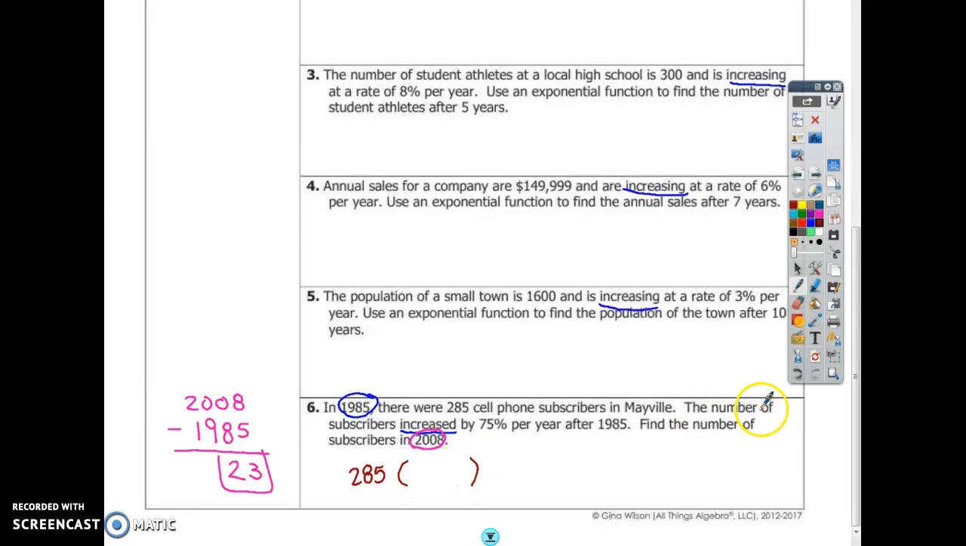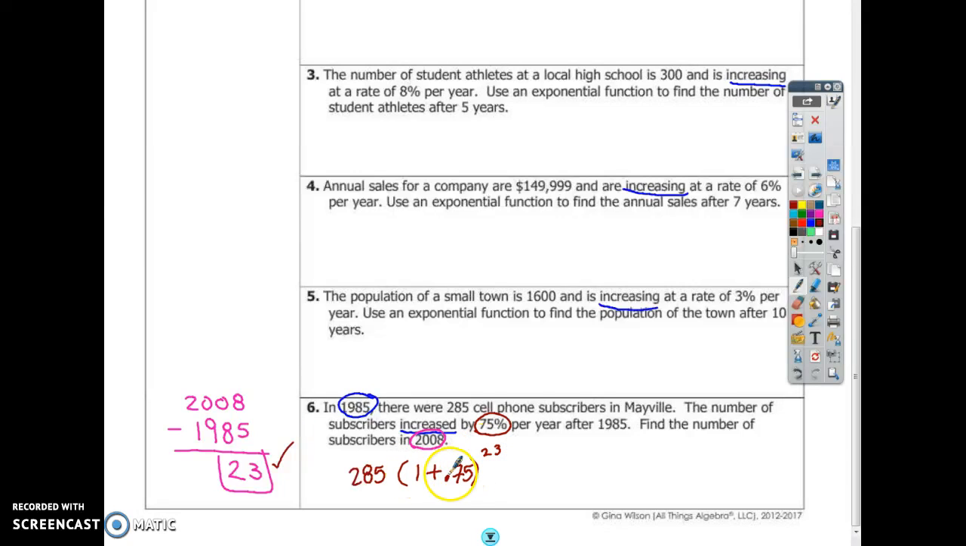So then it says the number of subscribers increased. So I know it's going to be 1 plus something, right? It says it increased by 75% per year. That's a lot. So how do I write that in decimal? 0.75, right? And I need it to the power of 23 because it's 23 years later. So to the power of 23.